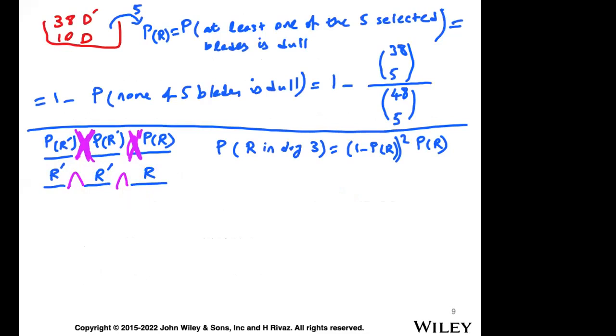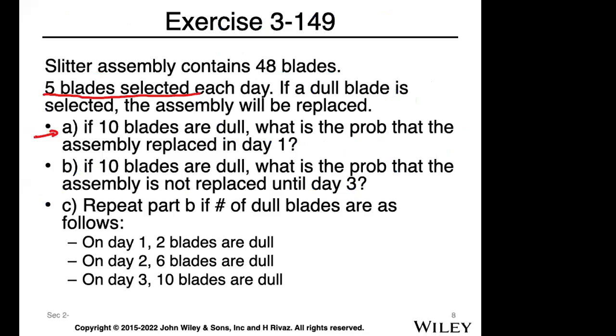Any other questions? So this was part B, and now let's try to do part C. I will go back. Part C is asking, repeat part B if the number of dull blades is as follows. Day 1, 2 blades are dull. Day 2, 6 blades are dull. And day 3, 10 blades are dull. So it seems like these blades are actually used every day, because the number of dull blades is increasing per day.